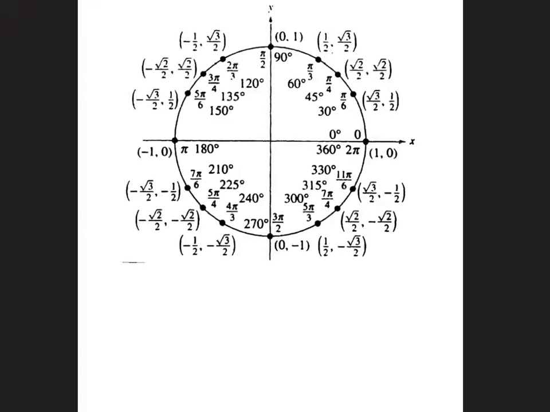Okay, so now we're coming down the home stretch. So essentially, you know how to use the unit circle to find sine, cosine, tangent, cosecant, secant, and cotangent. Now we need to talk about how to use the unit circle to find inverse trig values.